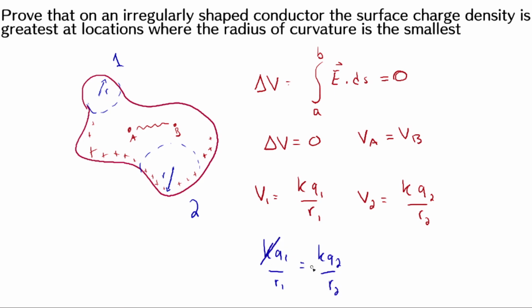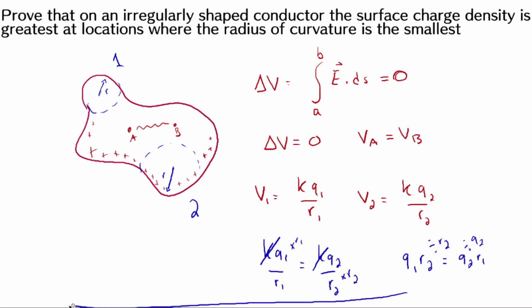We can cancel out the k, and we are left with Q1 over R1 is equal to Q2 over R2. Let's try to put everything on the same side though, so the Q is on one side, the R is on one side. We multiply this side by R2, and this side by R1. We are left with Q1 R2 is equal to Q2 R1. Let's divide this side by Q2 and this side by R2, and then we have Q1 over Q2 is equal to R1 over R2.